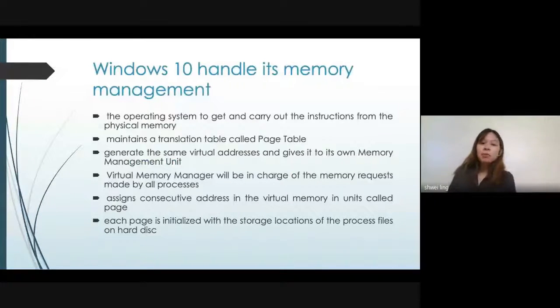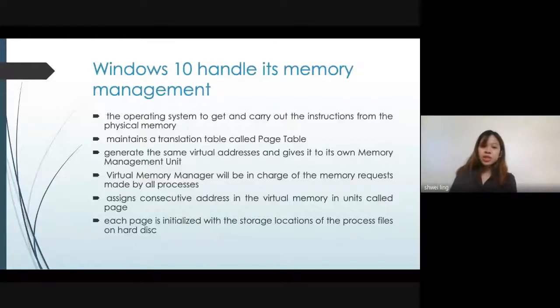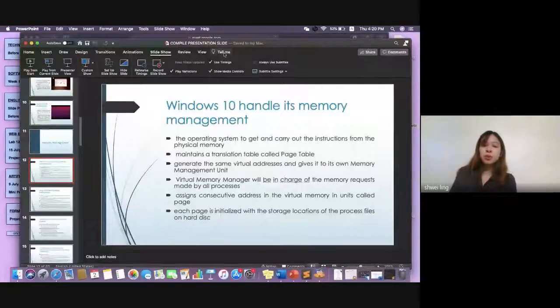First, we focus on how both operating systems handle their memory management, especially virtual memory. For Windows 10, considering that the CPU interfaces with the operating system to get and carry out instructions from the physical memory, the operating system maintains a translation table called a page table, ordered by the virtual memory address assigned to each process, having cross-reference to the physical memory address.